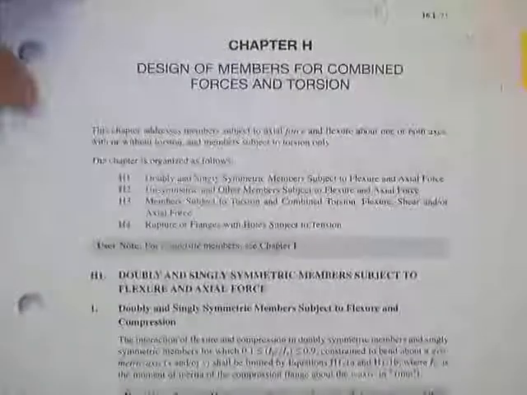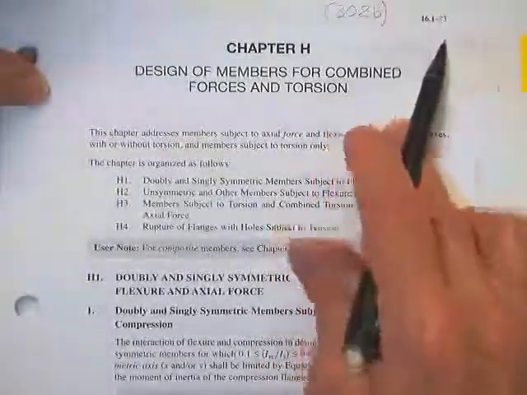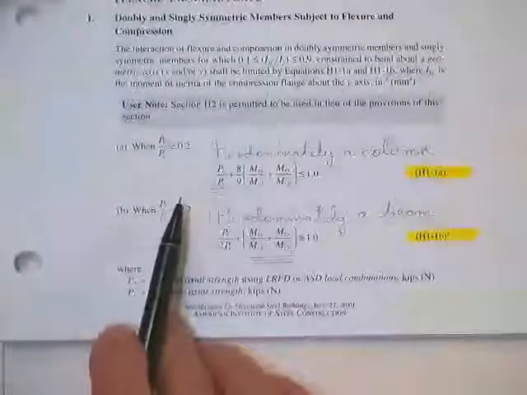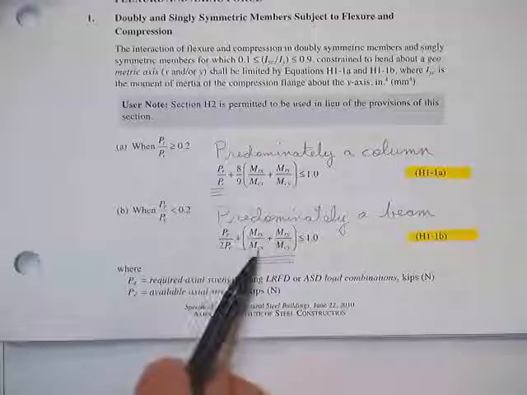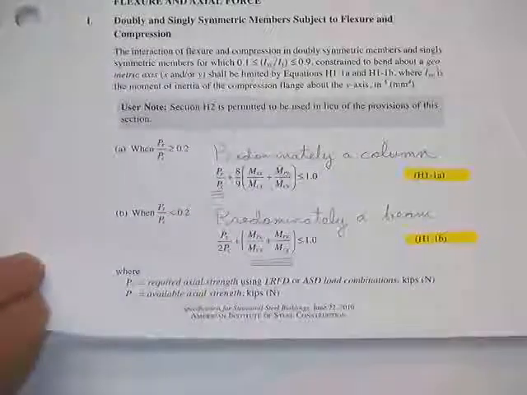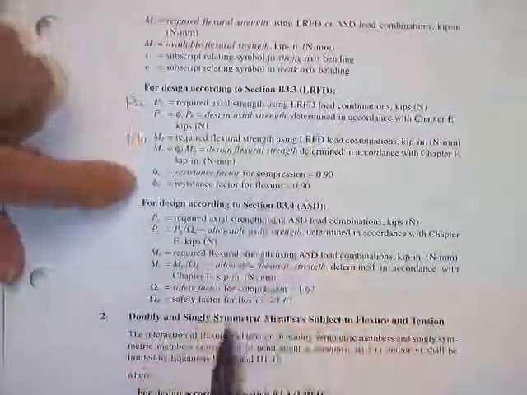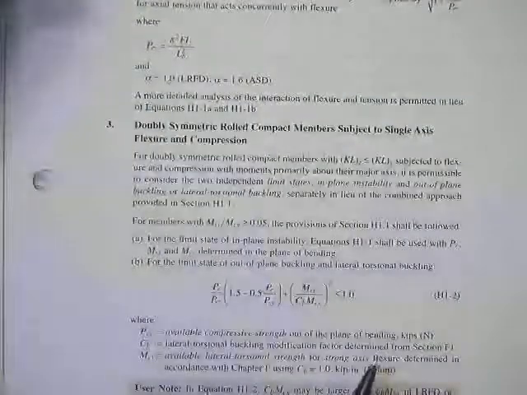So into the manual, for nothing more than just a reference, so you know where all this stuff is. And we've already seen it in our book, 16.173 shows you, in terms of everybody's terms, predominantly a column, predominantly a beam. This is the criteria for that breakpoint. Defined all terms. P sub R, required strength for LRFD. Here's for ASD. Some other stuff. Probably we'll be back to some of this later, because we have no interest in any of it up till today.